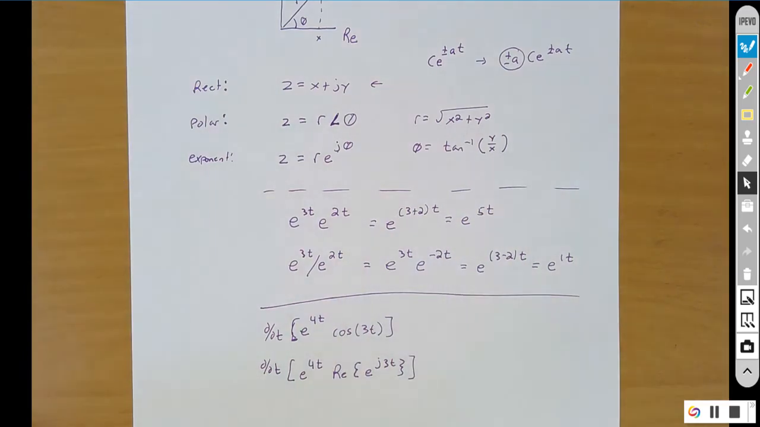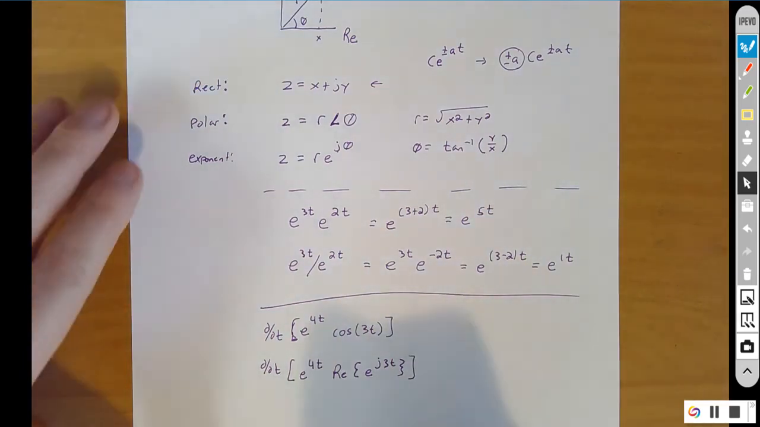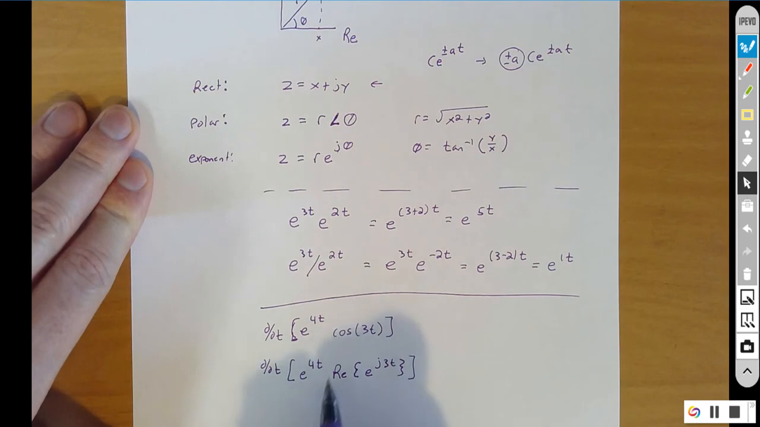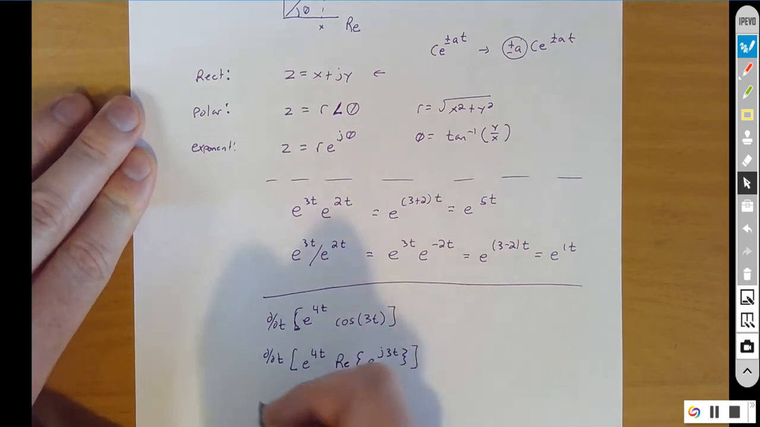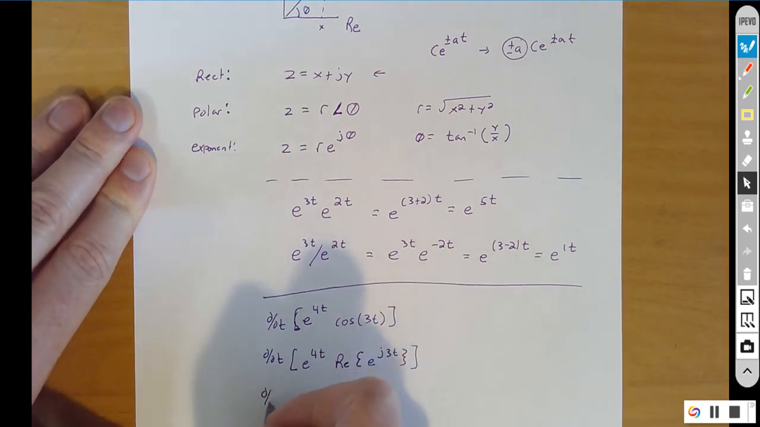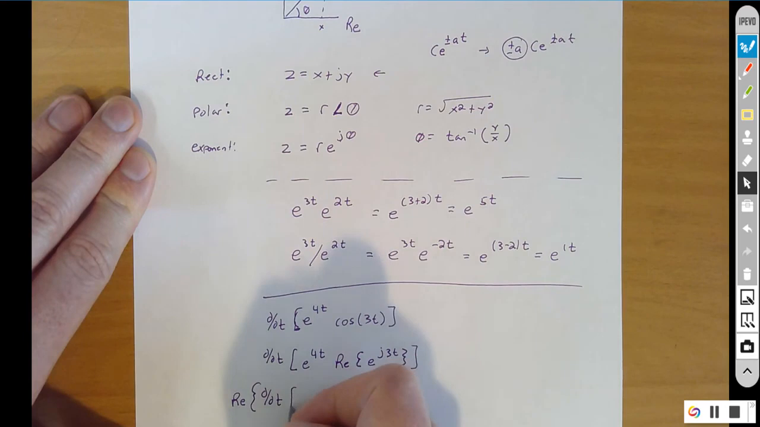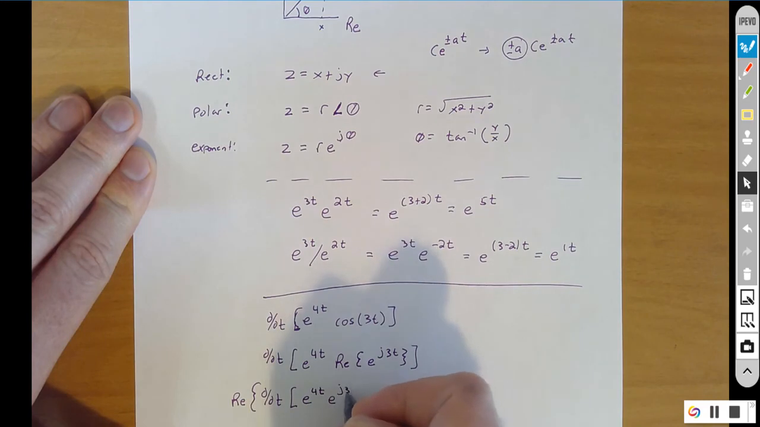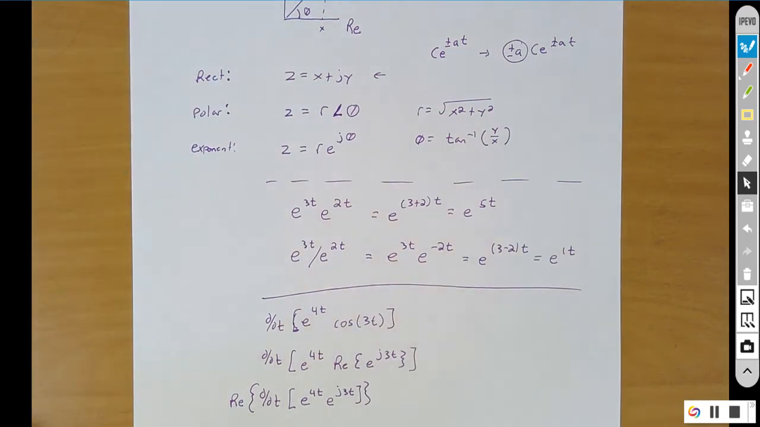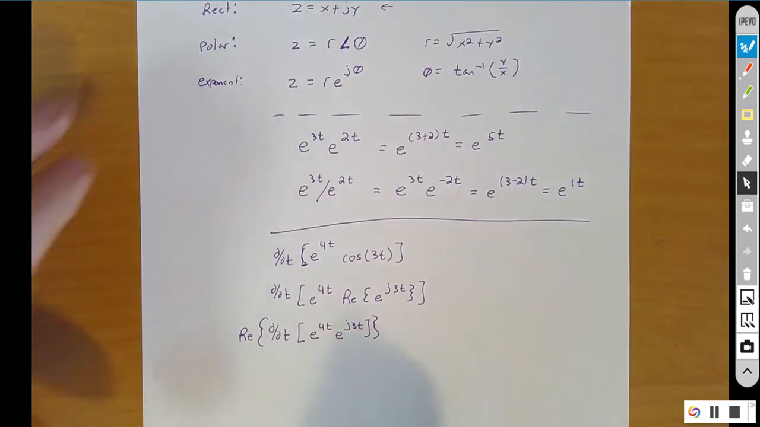So the neat thing about this real operator is I can move stuff around. So I'm going to move this e to the 4t inside so that we can better see what we're doing. So we're just going to move our real operator all the way outside here. So d/dt, and I will have e to the 4t, e to the j3t, exponential math comes in here.